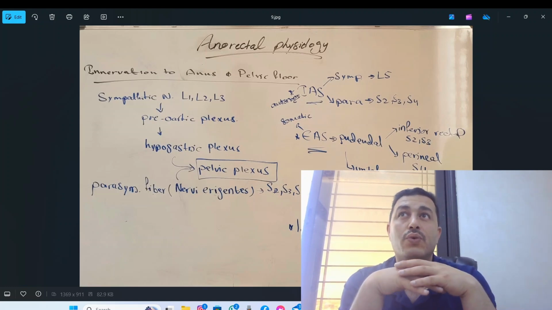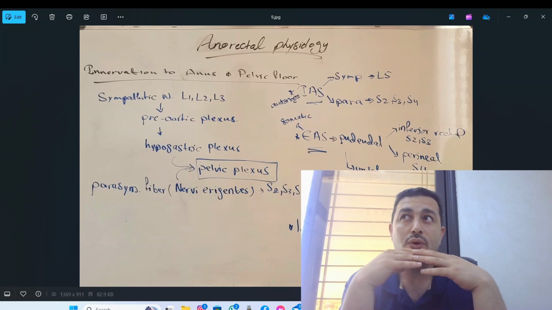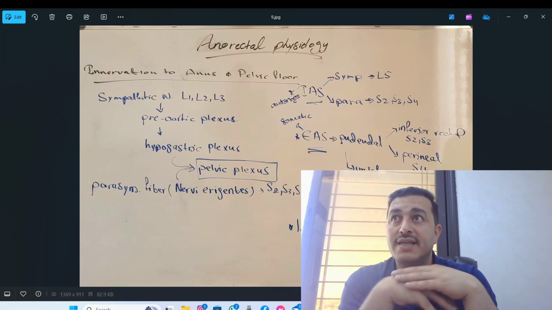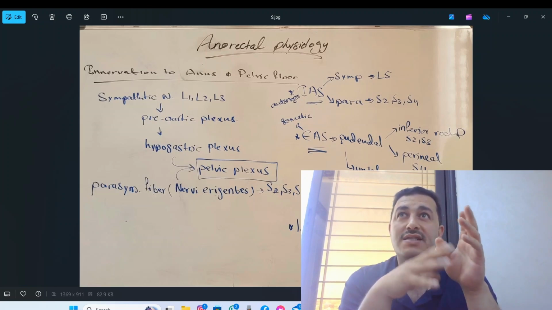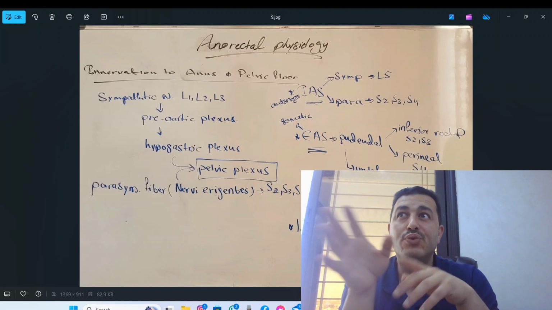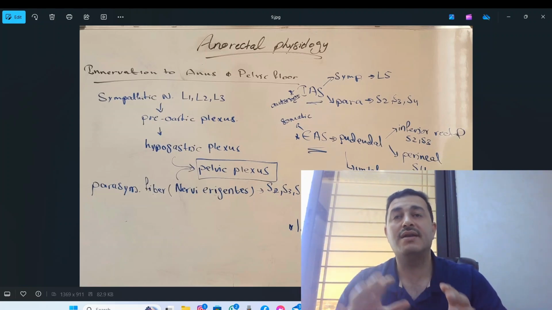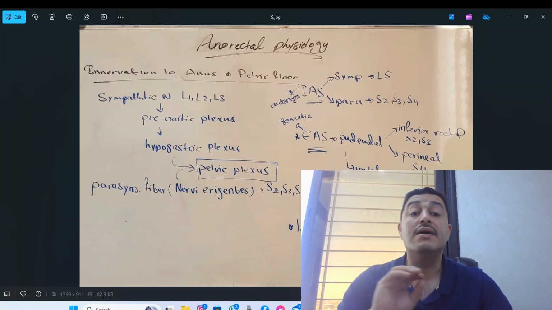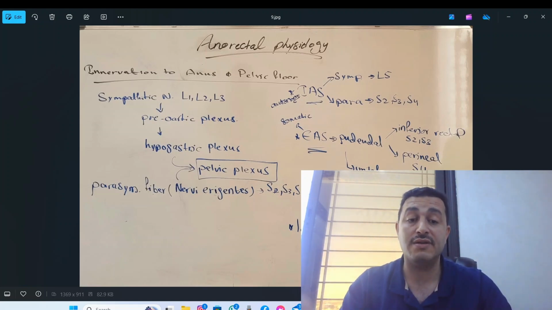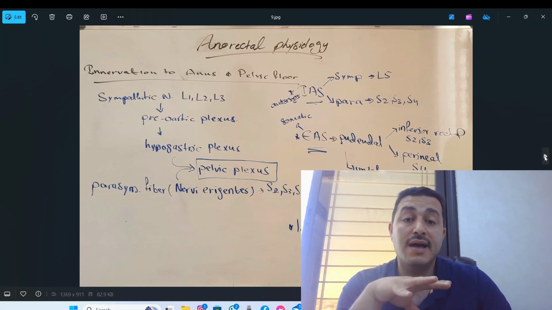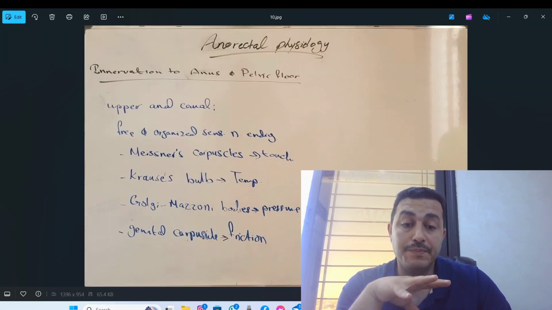And I remember when I was preparing for MRCS, there is a mnemonic for that. S2, S3, S4 keep the poo off the floor. That means that it participates in the continence mechanism. It is under voluntary control. Somatic means voluntary, means pudendal nerve, means external anal sphincter and levator ani muscle.